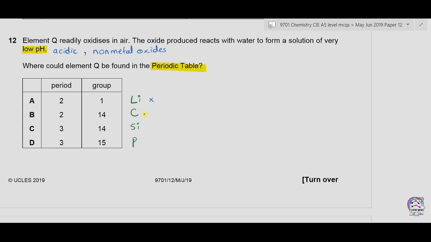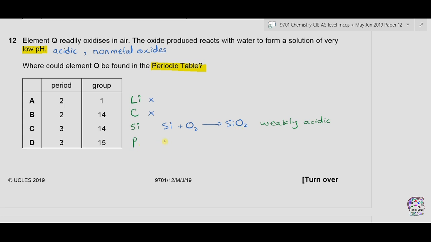B is carbon, and carbon needs oxygen and burning in order to get oxidized. As in the question it says element Q readily oxidizes in air, so therefore it is not carbon because carbon requires combustion. C is silicon. Silicon readily oxidizes in air to form silicon dioxide. Silicon dioxide is weakly acidic because it has a giant covalent structure and it also does not react with water.